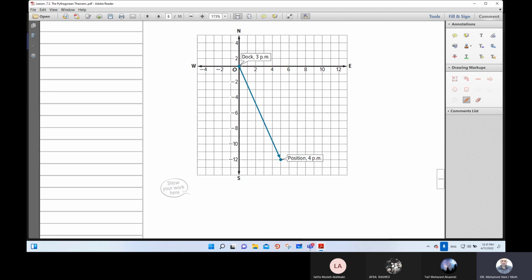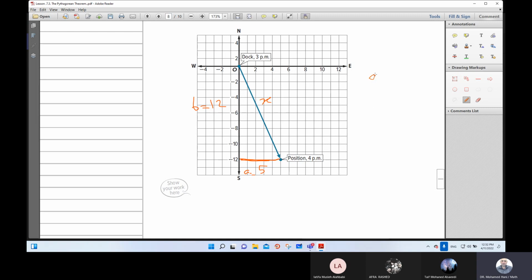If you want to find the measure of this line, we can complete it to a right triangle. One, two, three, four, five. So here we have five. 1, 2, 3, 4, 5, 6, 7, 8, 9, 10, 11, 12. So B equals 12 and A equals 5. And here we have the same value.